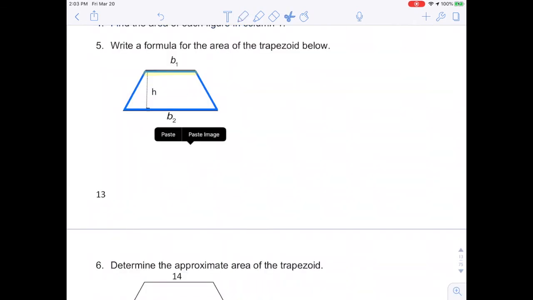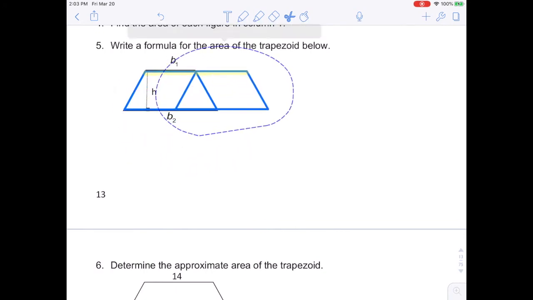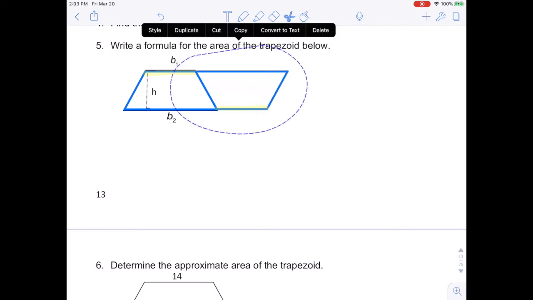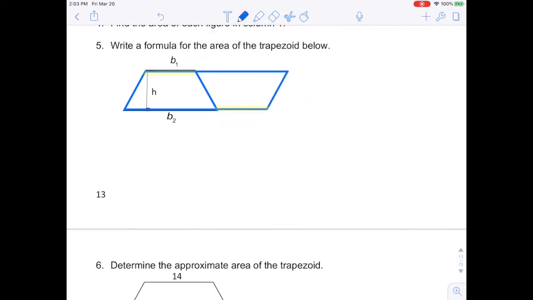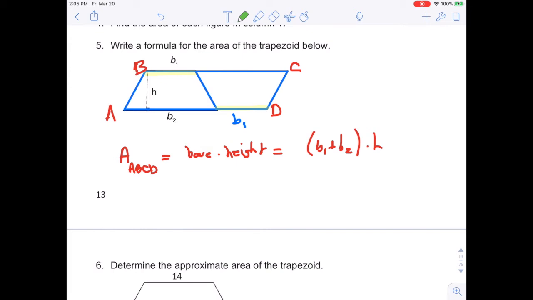So moving to the bottom of our page, let's summarize the general formula. If you take the trapezoid and duplicate it and rotate, notice you now have a parallelogram whose base is actually the sum of the two bases of the trapezoid. So if I label this figure ABCD, the area of ABCD would follow the formula base times height, because we're dealing with a parallelogram there, and the base would actually be B1 plus B2, and the height is still H.